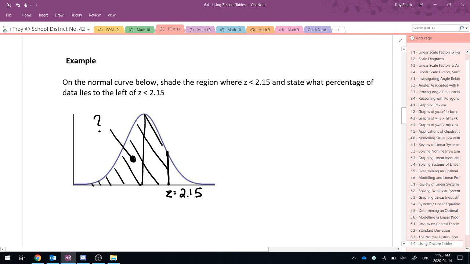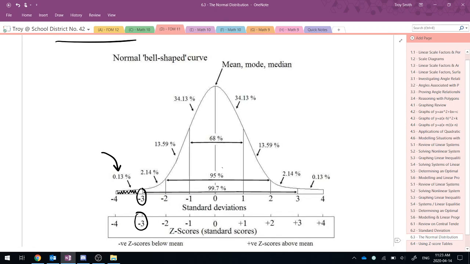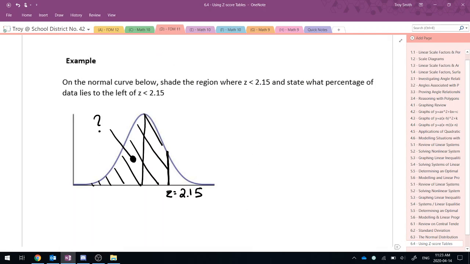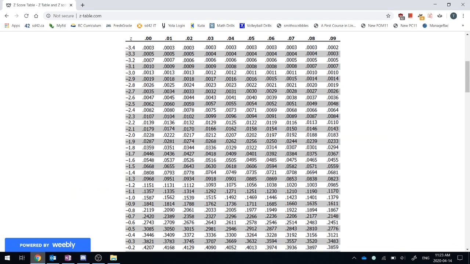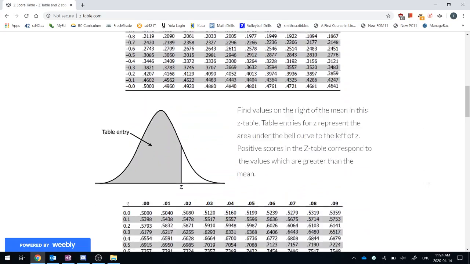So we can't go back and use this diagram, right? Because our z-score is 2.15, that is going to be about here, so we don't have a line that represents that on this diagram. That means we're going to have to use our z-score table. Okay, so 2.15, let's hop over. These are the negative values, so we're now looking at a positive value, so we want to make sure we go down here.